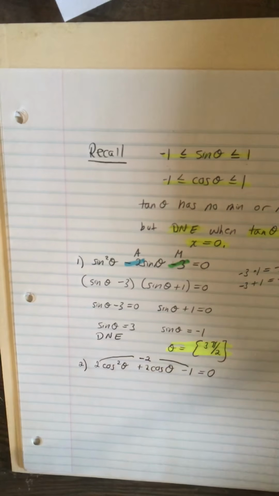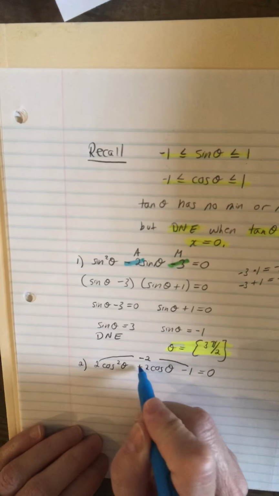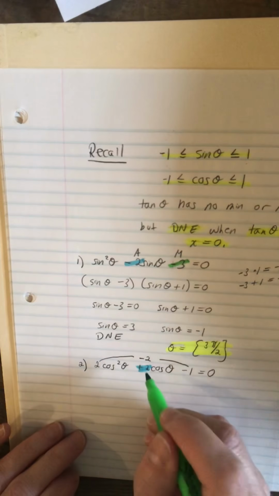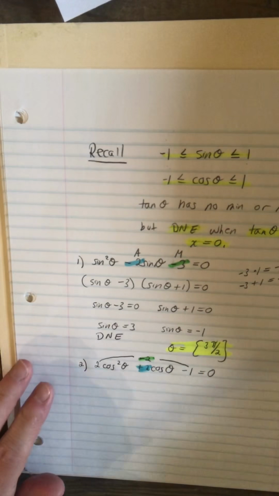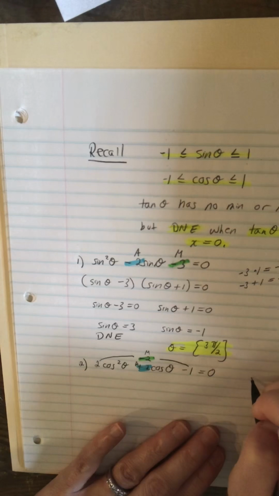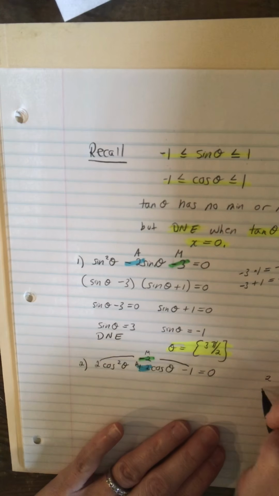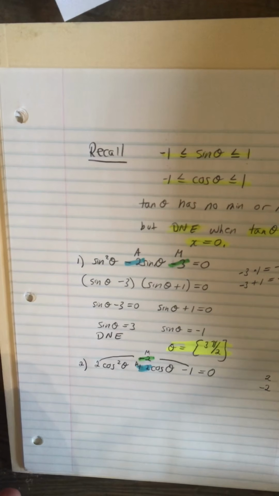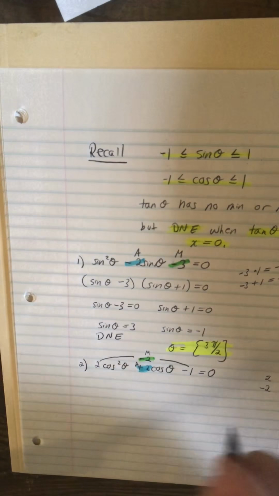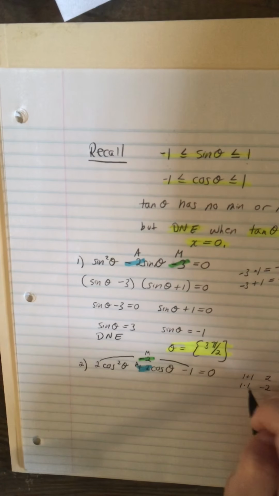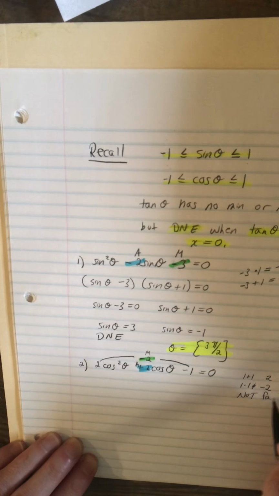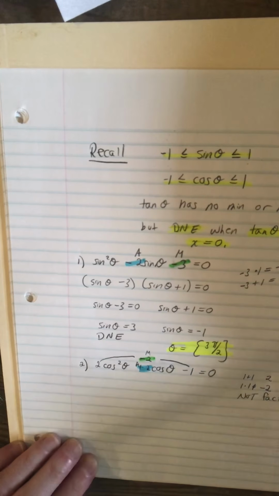And we're going to say what adds to positive 2 and multiplies to negative 2. Is there anything that does that? No, not that I know of, because the only thing I can think of that adds to positive 2 would be 1 and 1. But 1 times 1 does not equal negative 2. So this means that this is not factorable.